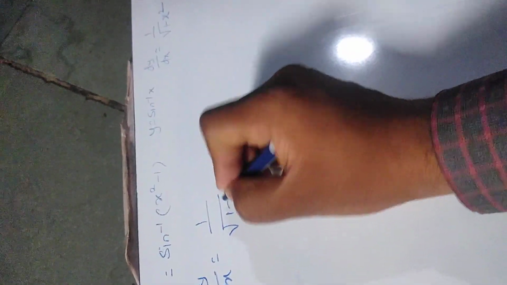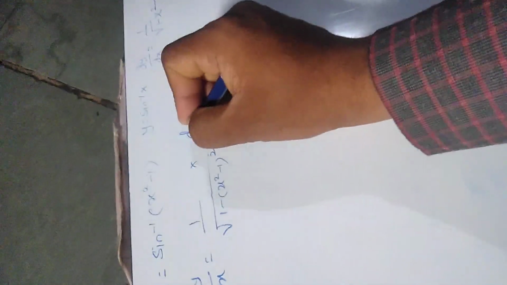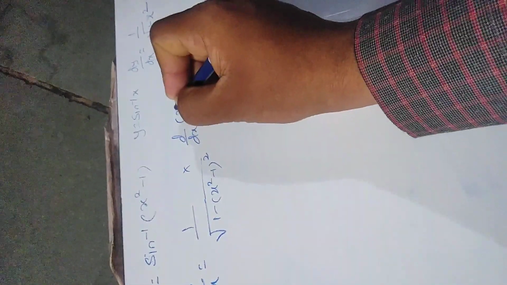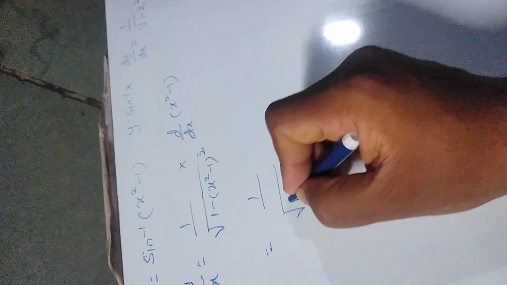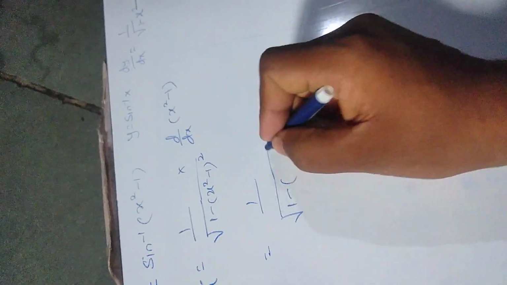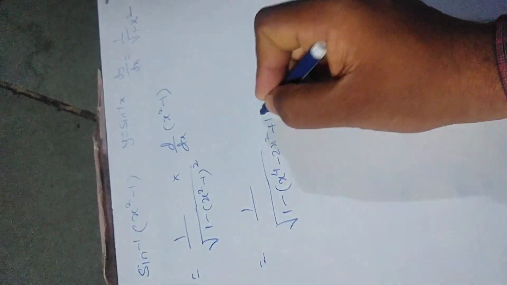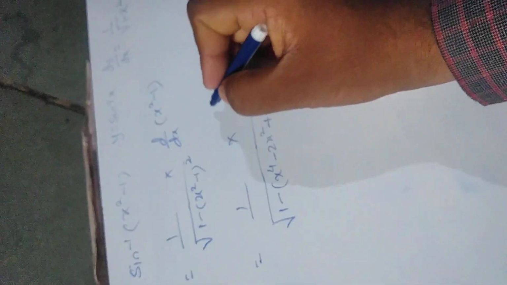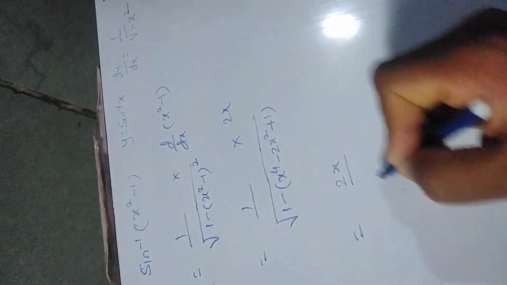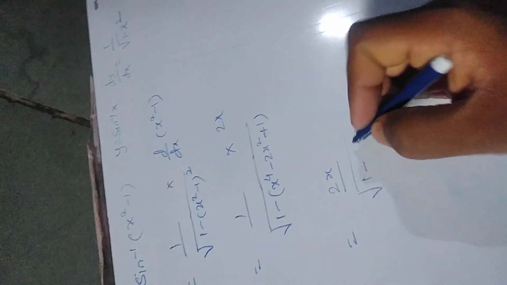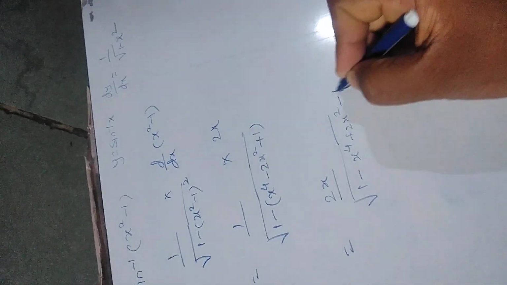root of 1 minus x square, that is x square minus 1 whole square, into the derivative of x square minus 1. In the next step, it will be 1 upon under root of 1 minus x square minus 1 whole square. It will be x raised to 4 minus 2x square plus 1 into derivative of x square will be 2x and derivative of 1 will be 0. So it will be 2x upon under root of 1 minus x raised to 4 plus 2x square minus 1.